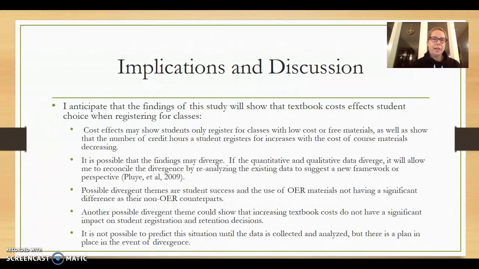Implications and discussion. I anticipate the findings of the study will show that the textbook cost affects student choice when they're registering for classes. It is possible that my findings may diverge, meaning that my quantitative and qualitative data will not mesh well together. If that happens, I'll have to reconcile my divergence by reanalyzing my data and trying to find a new framework or perspective. I do have some ideas about what I would do if this happens, but right now we're hoping that this does not happen.